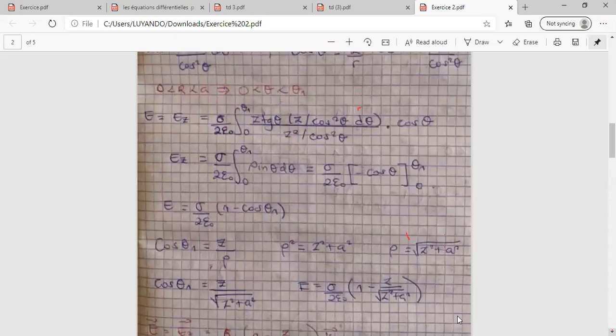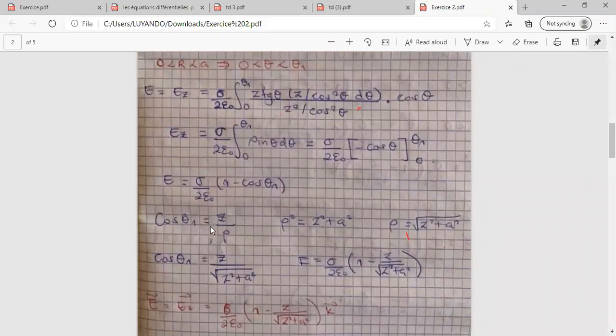And then we're going to have cos theta 1 is actually Z over rho. Our rho, we know, is equal to the square root of Z squared plus S squared. For me to have rho only here, I square root both sides. And then my cos theta 1 is going to be Z over the square root of Z squared plus S squared.